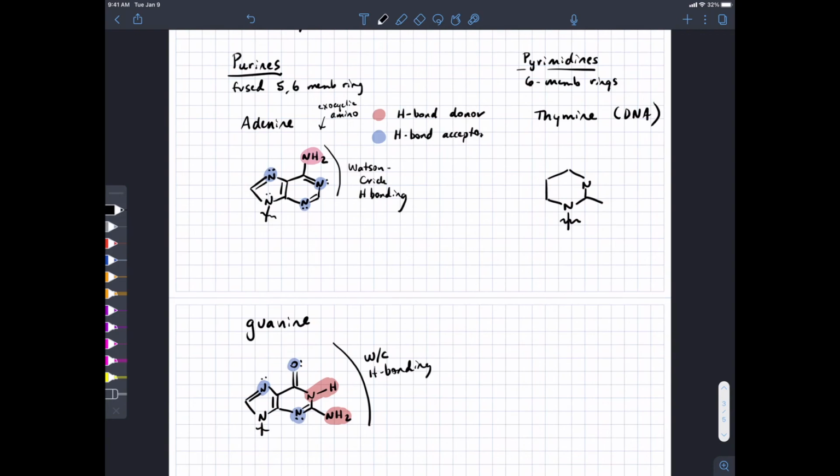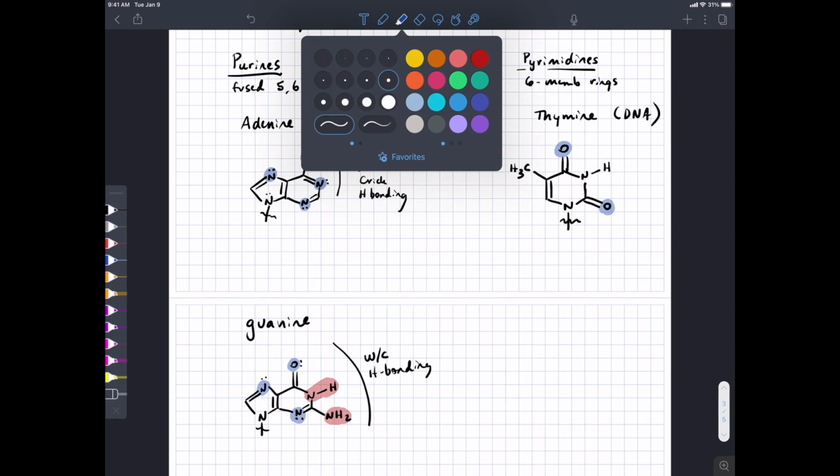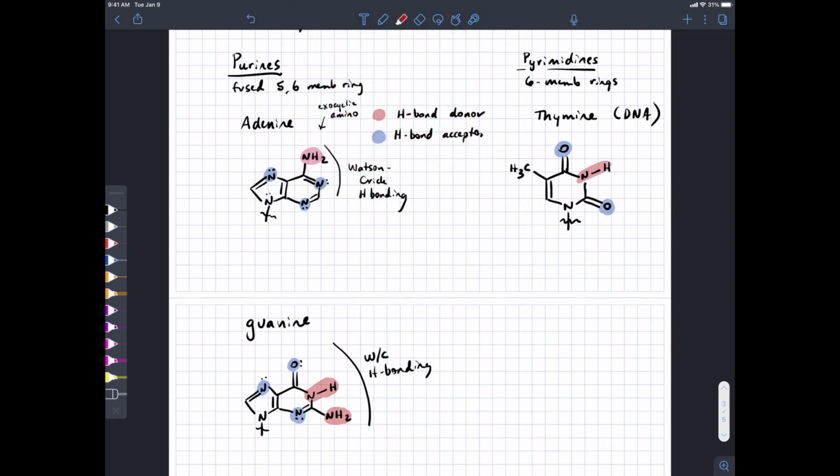For thymine, there's a carbon-oxygen pi bond there. There's an NH bond there. And then there's a carbon-oxygen pi bond there, double bond here, and then methyl group here. So notice that you have hydrogen bond acceptor, acceptor, and then in red, donor. I'm sorry, I'm getting it wrong.